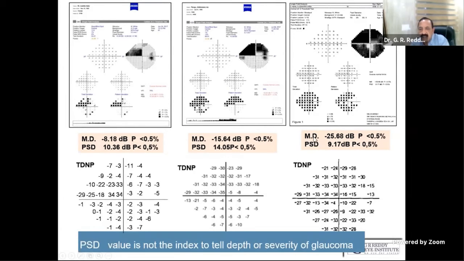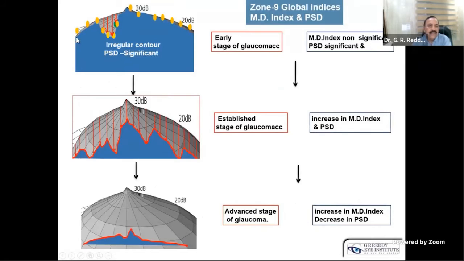In a still more advanced case, the mean deviation came to -25.68. Then PSD starts decreasing because the field is now becoming uniform. The dissimilarity is being lost. So in advanced cases, the dissimilarity is lost. In the early phase, there is dissimilarity, and the mean deviation will be non-significant, but PSD will be significant. As glaucoma progresses further, there is dissimilarity, an increase in mean deviation and an increase in PSD. But in end stage, the dissimilarity starts decreasing. Almost all points become similar, and the mean deviation will increase, but the PSD starts decreasing.